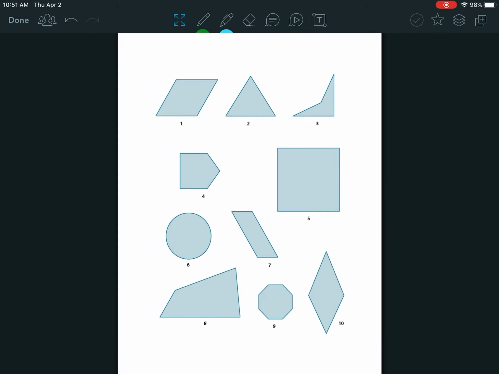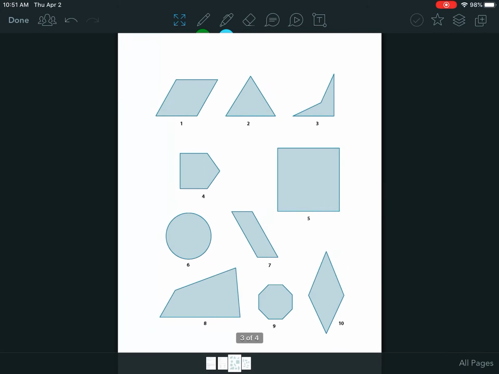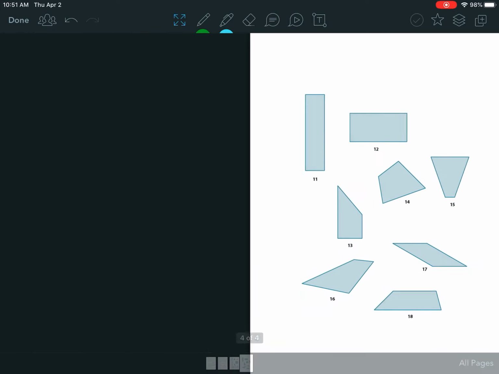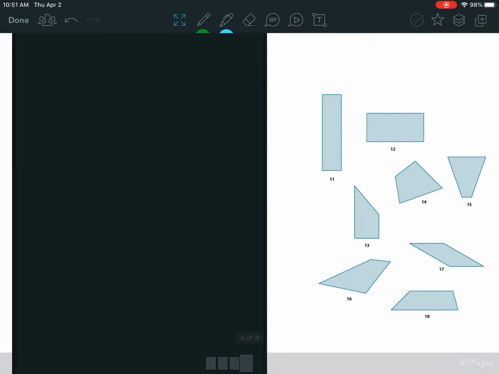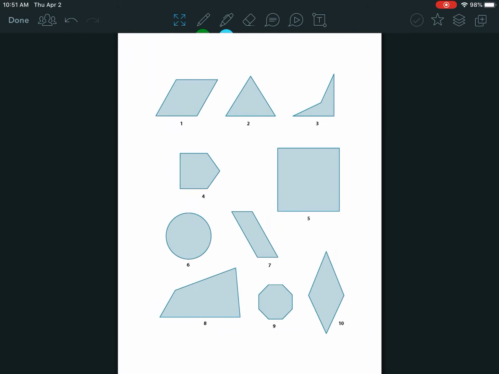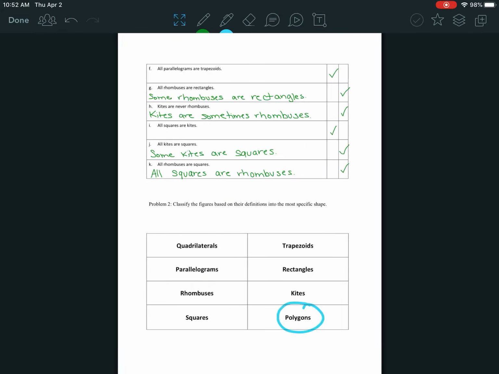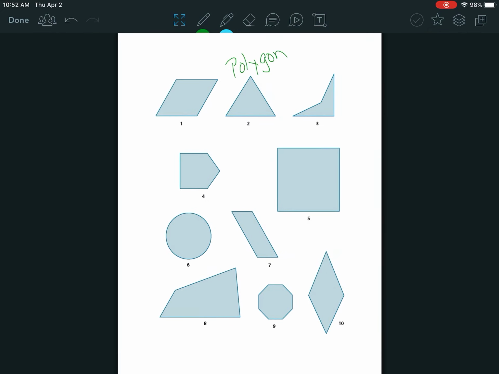So we're going to flip to the next page. So this page, this is page 3, and this is page 4. They have a bunch of shapes drawn, and what you are supposed to do is look at those 2 pages of shapes and determine what they are. So I will help you with number 2. Number 2 is a triangle. So that is not any of our quadrilaterals listed. This is a polygon. And I got that from this list right here.